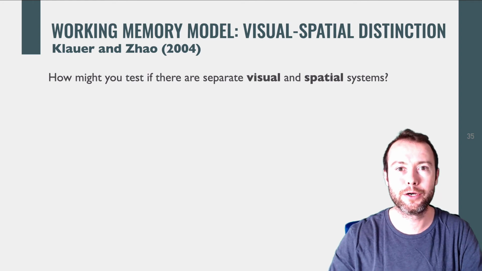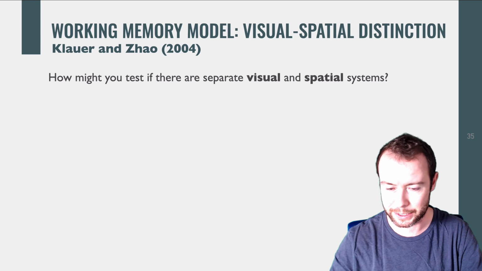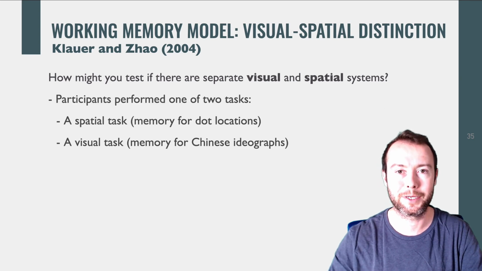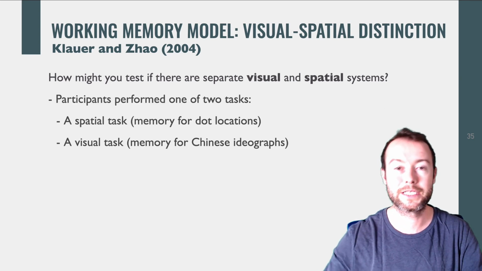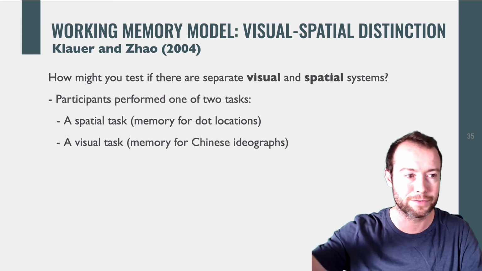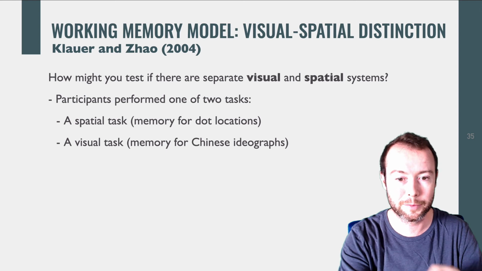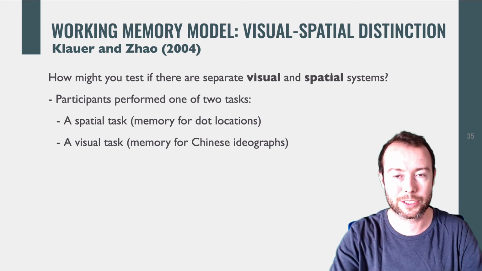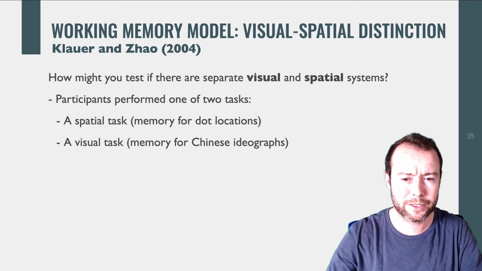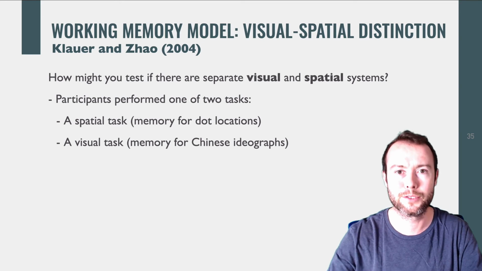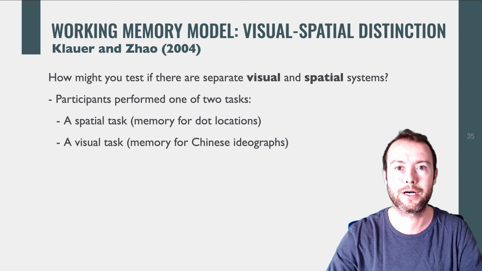So how might you actually go about testing if you've got separate visual and spatial systems? One elegant study by Clower and Zhao studied this over a range of 6 experiments. What I'm going to describe for you now is just one experiment that I think illustrates this dissociation quite well. In this first experiment, they asked participants to perform one of 2 tasks.